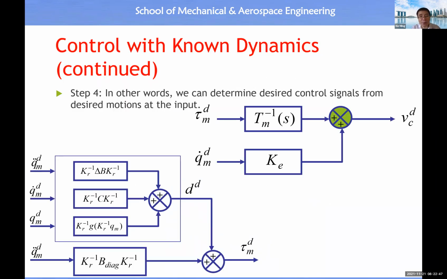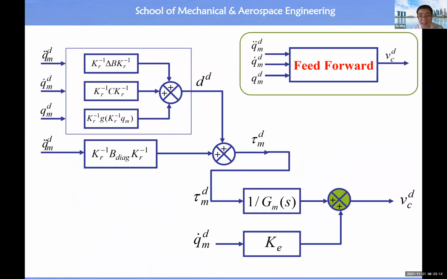Now we can put them together. Okay. So it means we can determine the desired control signal from the desired motion and the input to your robot. All right. Because we can connect this one to here, and this can be provided by this one. Okay, so we just draw it in this way. Then you see the Q dot is here.